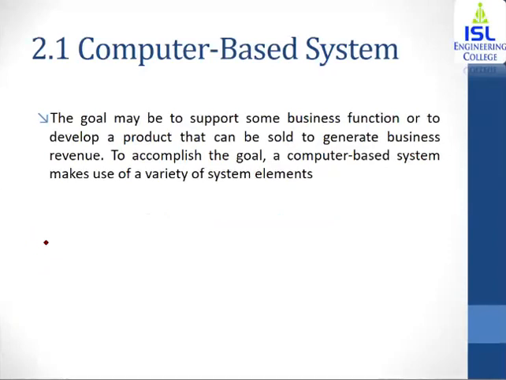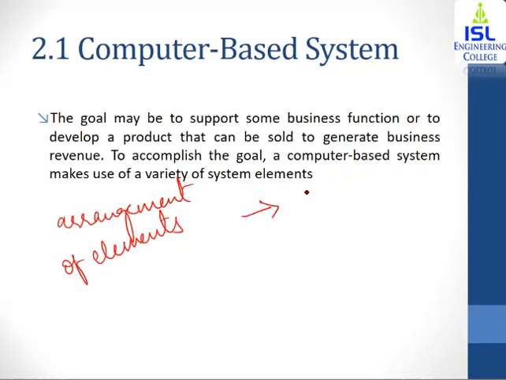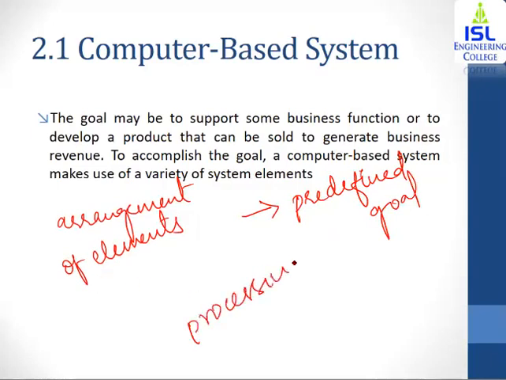The computer-based system is defined as a set or arrangement of elements, and these elements are combined so that a specific task can be performed, so that you can achieve a predefined goal. And this predefined goal is achieved by processing information. Now, what happens in processing information? When you give input, based upon that input it is going to be processed, and based on that, you're going to get an output. So that is how computer-based systems are going to behave.